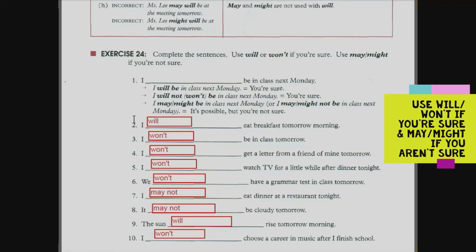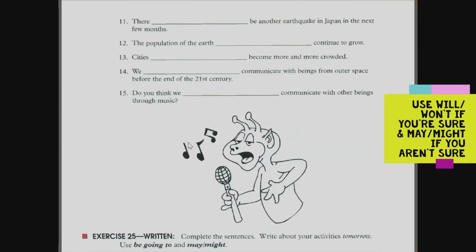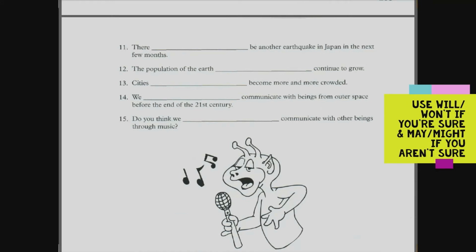I hope that my explanation can help you build your understanding of how to use English grammar correctly and more accurately, especially for the lesson of may, might and will. There may not be another earthquake in Japan in the next few months. Will and may are connecting to the future. The population of the Earth will continue to grow. That is for sure, guys. Cities, this is also for sure. So we use will.